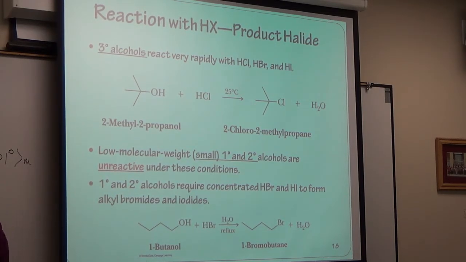And so, what kind of mechanism would this undergo? Sn1 or Sn2? Tertiary alcohols always undergo Sn1.